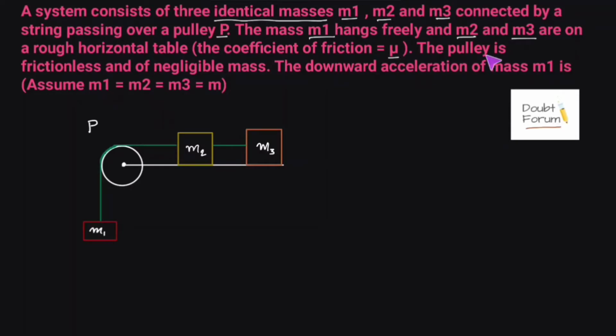The pulley is frictionless and has negligible mass. We have to calculate the downward acceleration of mass M1 in terms of g. So this is mass M1.